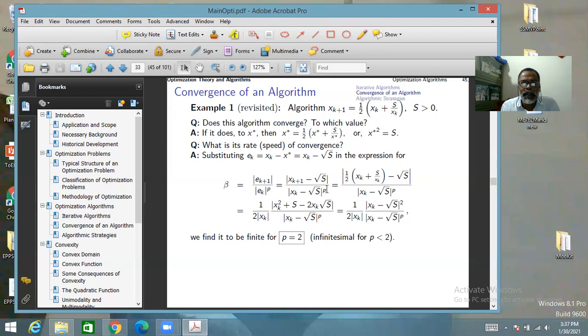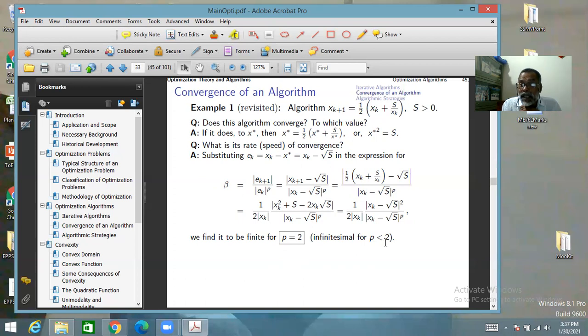Xk square plus s minus twice xk into this. Okay, you are just simplifying it. And this is a complete square. So write that xk minus root s whole square. And now you see that if you had p equal to 2, then this and this would completely cancel and you would get something finite. That tells you that the rate of convergence of this is p equal to 2.